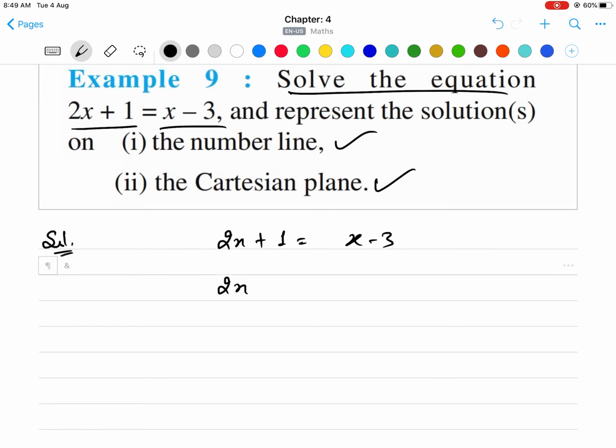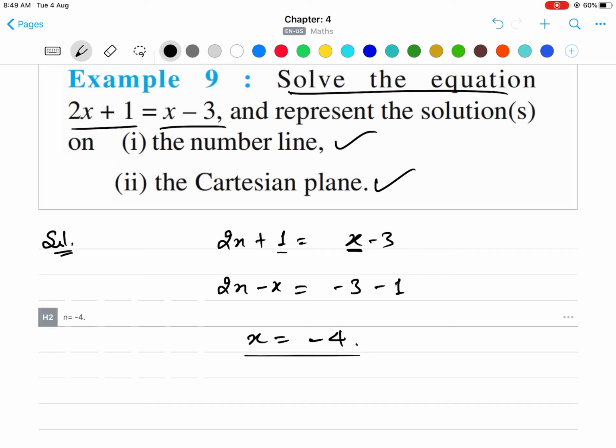So this will be 2x; this plus x will be shifted to the left hand side, so it will be minus x. On the other side we have minus 3, and this plus 1 will become minus 1 on the right hand side. So 2x minus x will result into x, and minus 1 and minus 3 will result into minus 4. So that's the solution of this equation. Now we have to represent this equation first on the number line, then on the Cartesian plane.